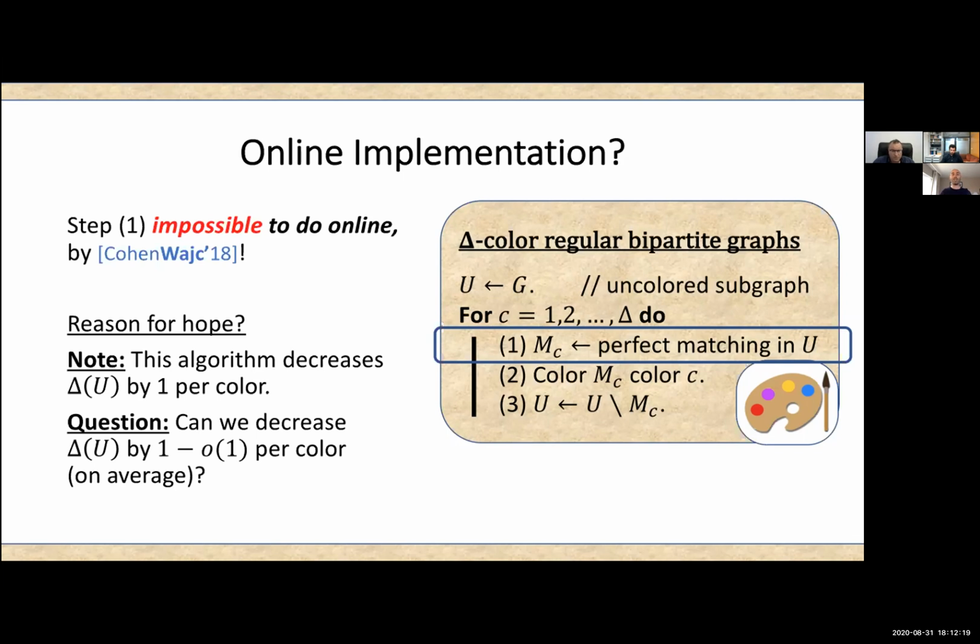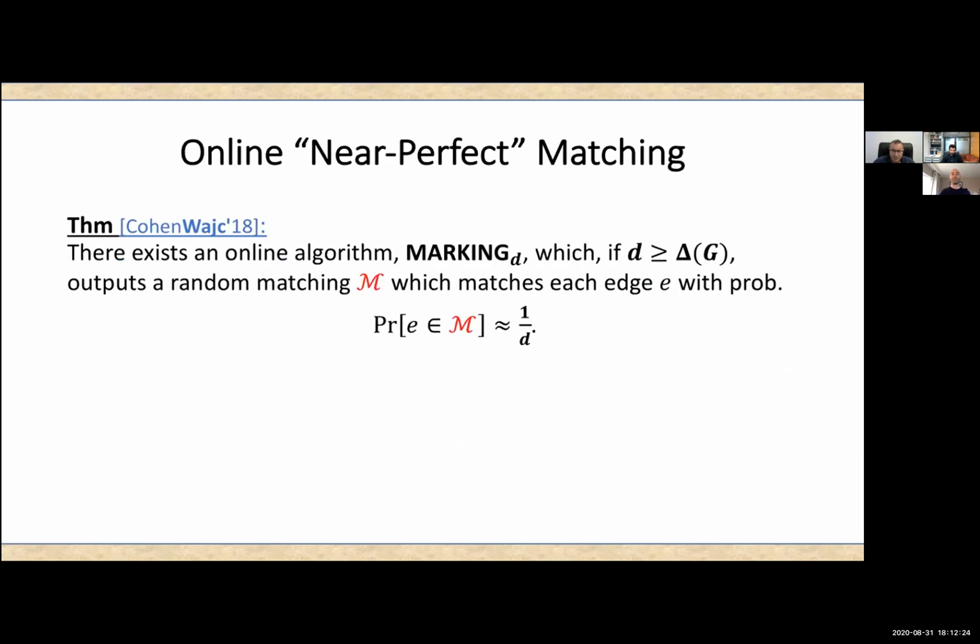A key ingredient for a positive answer to this question is the following positive result from the aforementioned SODA 18 paper, which states that there exists an online algorithm, which I'll call marking D, which, if the parameter D is greater than the maximum degree, outputs a random matching M, which matches each edge e with probability roughly 1 over D.